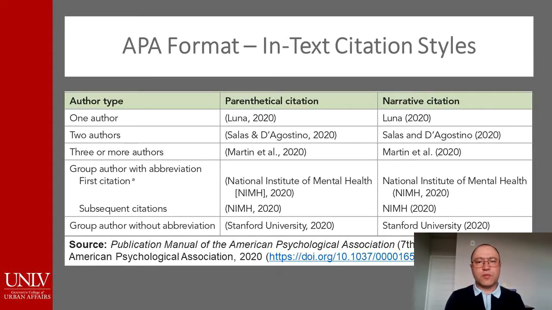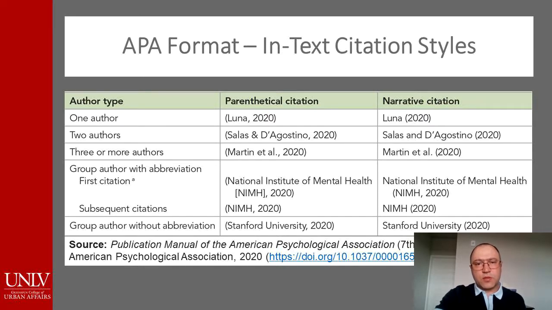Now I'm going to talk about the APA citation format. In the APA citation format, you have two sections, the in-text citation and the reference section. In the in-text citation, sometimes your resource has one author. For one author, we have two types of citation. Parenthetical places the citation at the end of the sentence or the end of the paragraph, while narrative citation lets you cite the reference within the sentence, not at the end of the sentence.